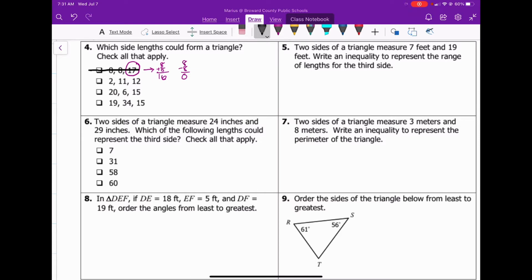Let's take a look at the second one. For the second one, I'm going to do 11 minus 2, which is 9.